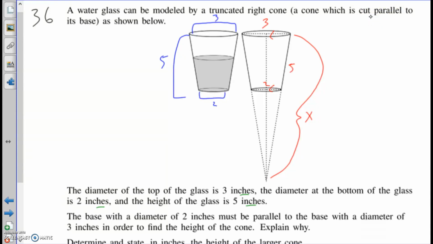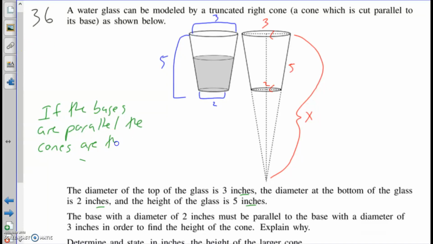Because what this does is if the bases are parallel, the cones are then similar. And by the cones, I mean the big cone and then this cone. The big cone with the base of 3 and the little cone with a base of 2. And I think that's honestly probably enough to answer the question.